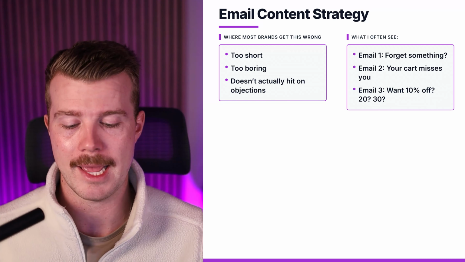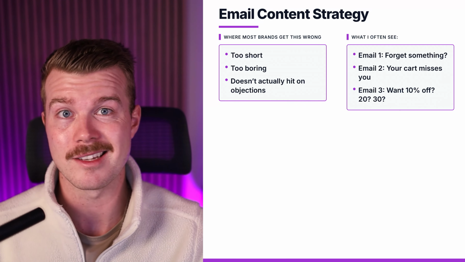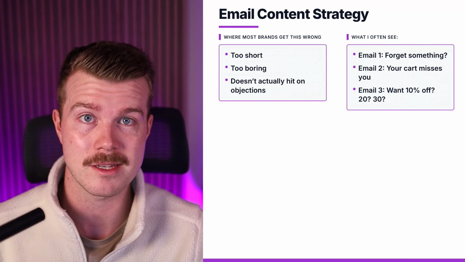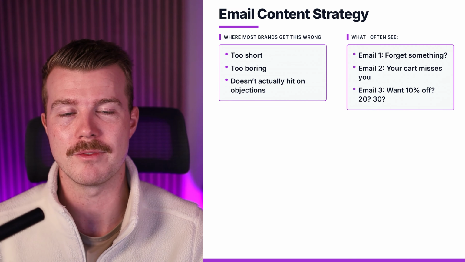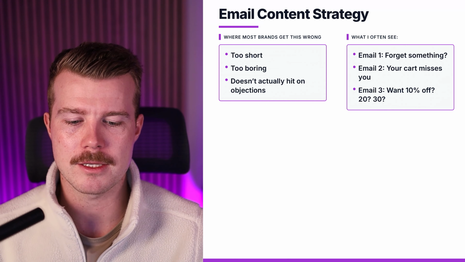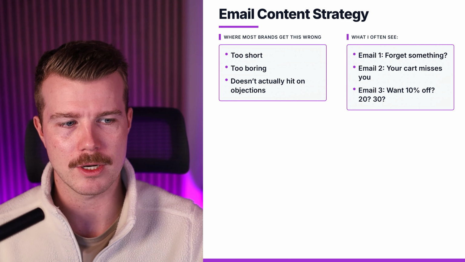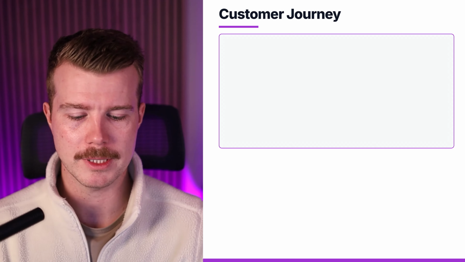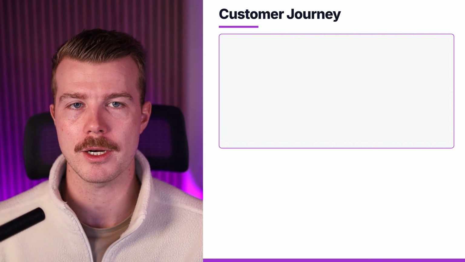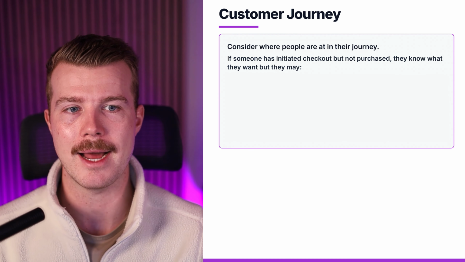Oftentimes brands and agencies actually start with a discount on the first one too. So it's like, forget something, do you want 10% off, or that type of thing? And then the discount just gets progressively deeper. Why this is an issue is because you're kind of ignoring where people are at in their customer journey, which kind of leads me to this slide. What's really important when you're building out any flow or doing any sort of marketing is determining where people are at in their customer journey.